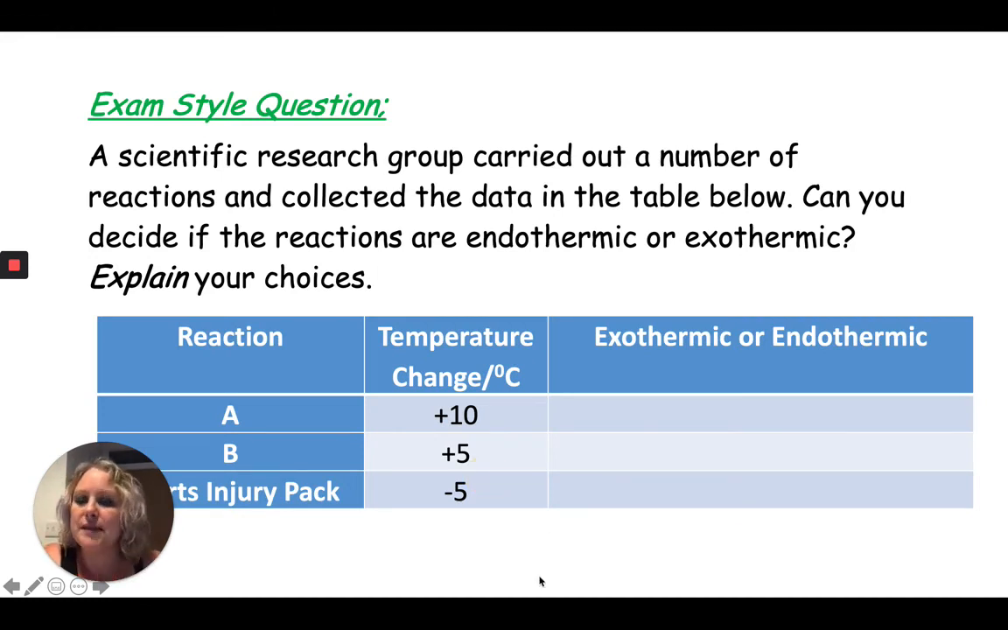Okay, here's another exam style question. I want you to have a look at this and decide if it's endothermic or exothermic. Again, it's on the worksheet. Have a little think. Try and explain your choices. Is it endothermic or exothermic? Pause video, have a go.